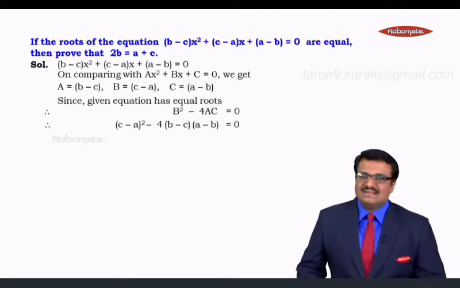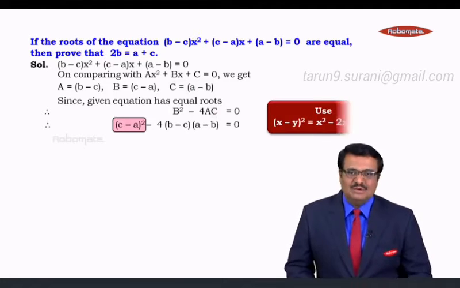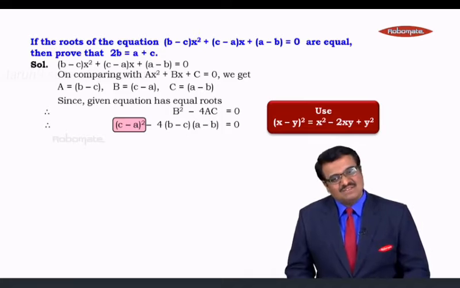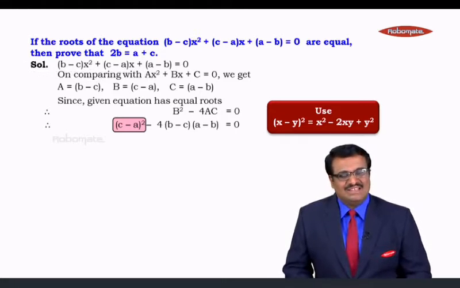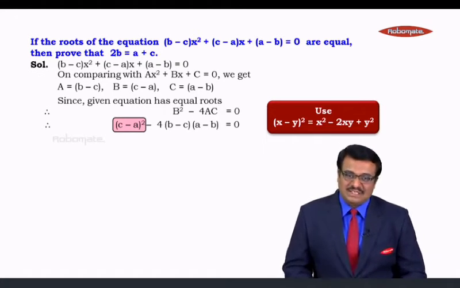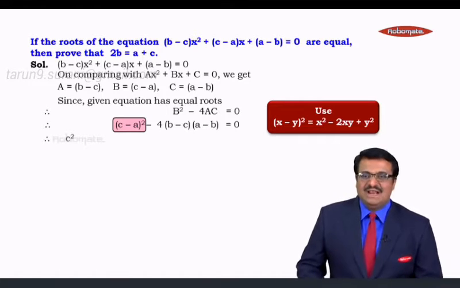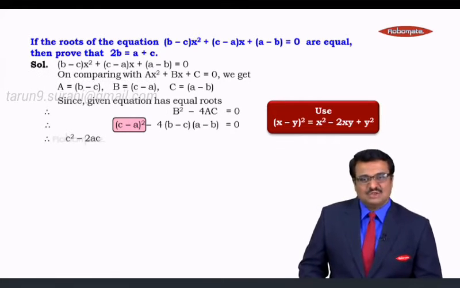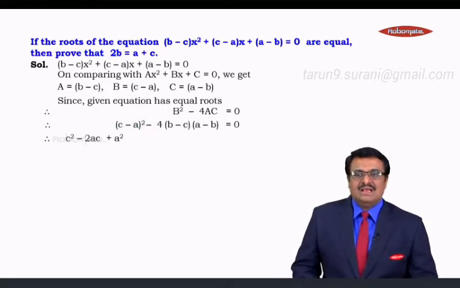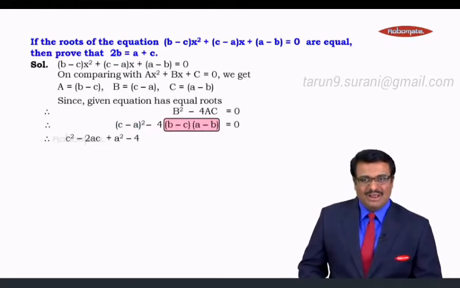Let us open the brackets. The first bracket we will open using which identity? x minus y the whole square, which is nothing but x square minus 2xy plus y square. So let us do that. It will be c square minus 2ac plus a square, minus 4 outside as it is.